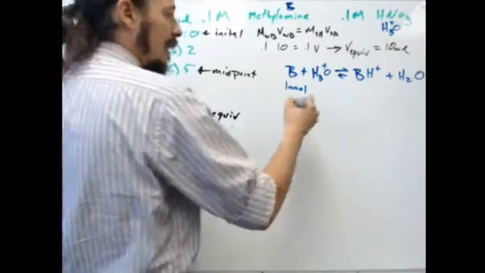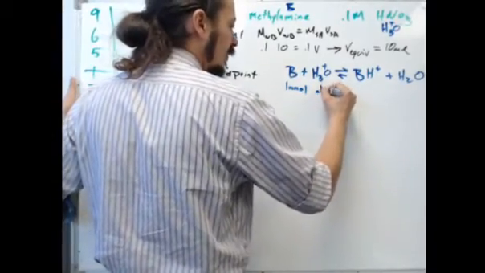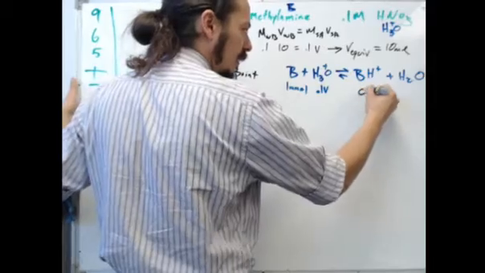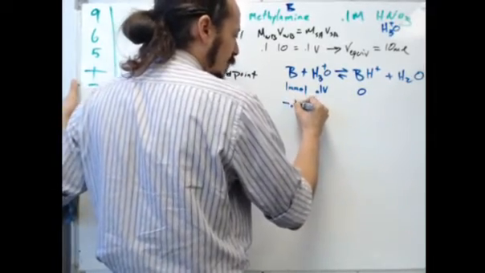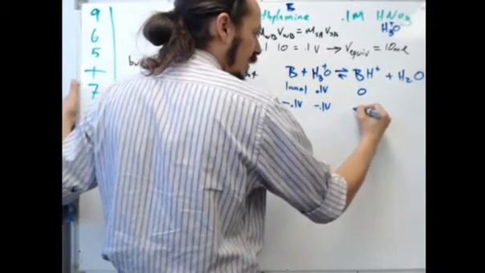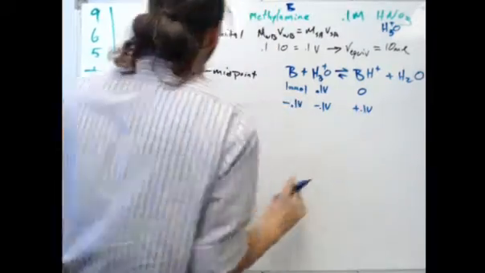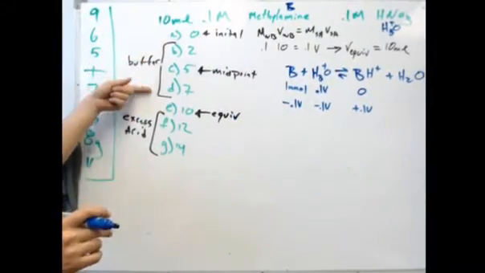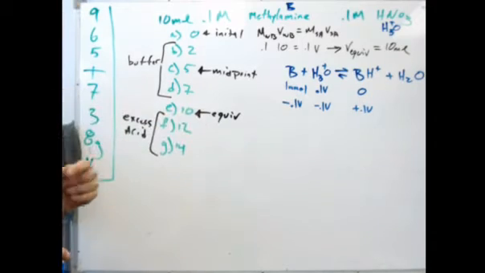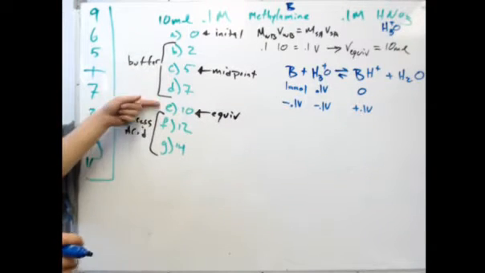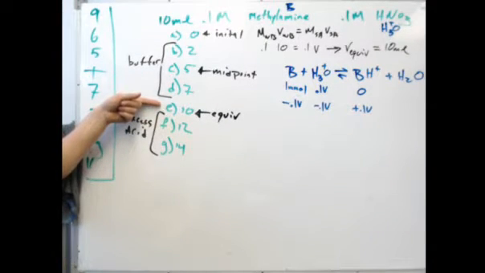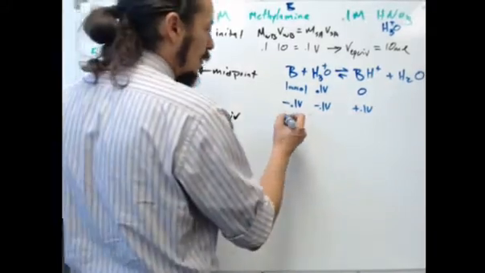I'm going to do it generically so we can do all 3 points. I'm just going to call it 0.1 V and 0. I'm going to subtract 0.1 V, subtract 0.1 V, and add 0.1 V. Now, I know that if I'm in my buffer region, my acid is the limiting reactant. It's only past the equivalence point that the acid is excess. So that should be okay.